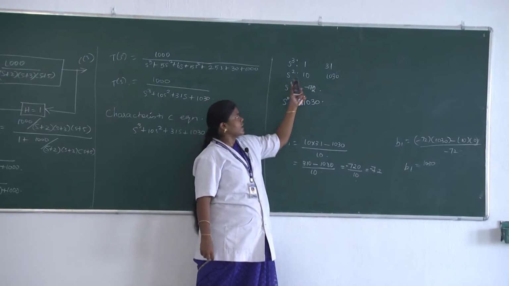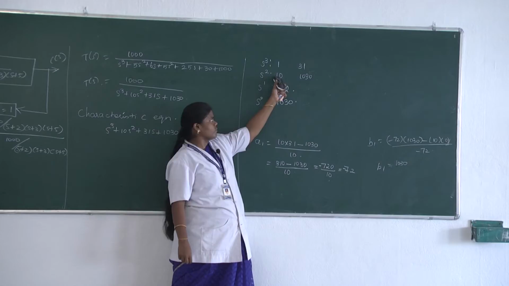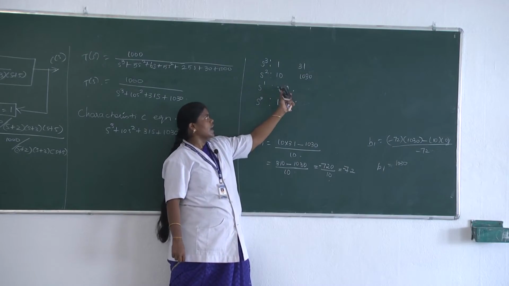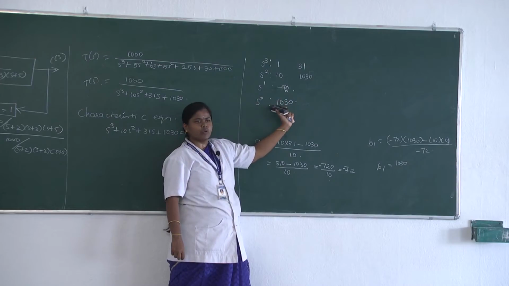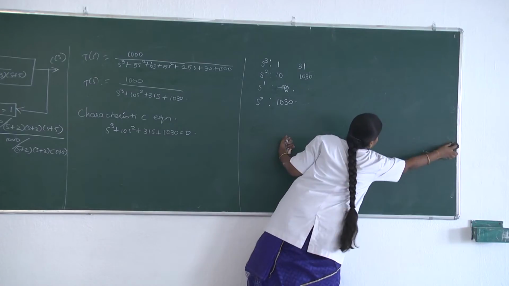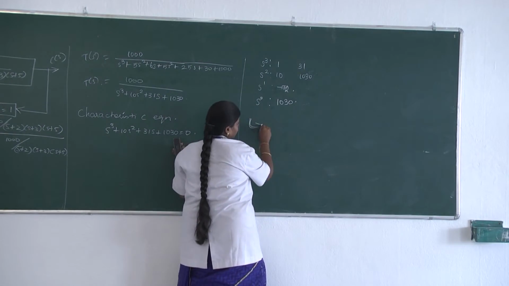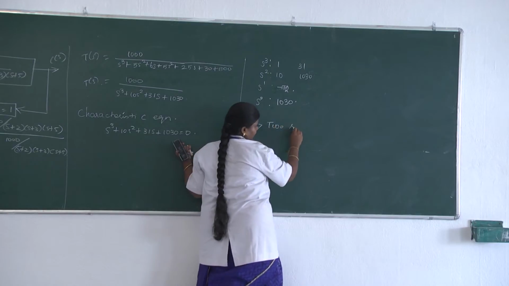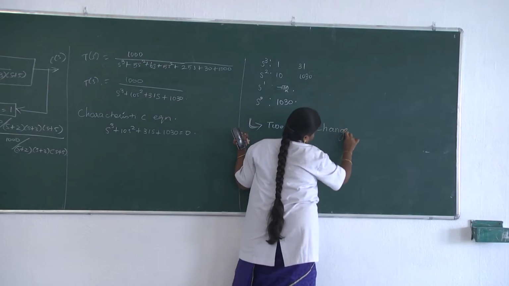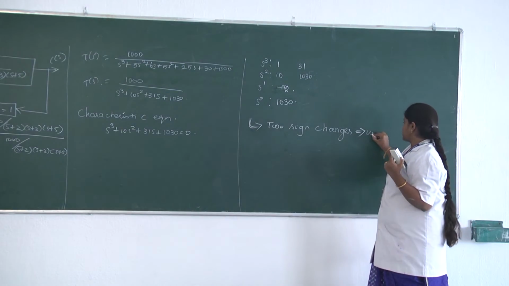When we are analyzing this Routh array, we can see that there is a sign change. From the S^1 row it changes from positive to negative, and here it again changes from negative to positive. Hence, how many sign changes are there? There are 2 sign changes, which indicates that the system is an unstable system.